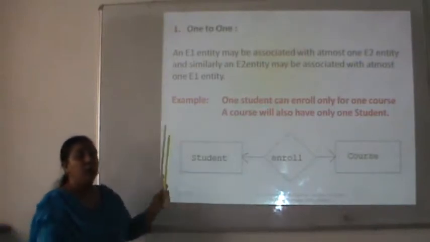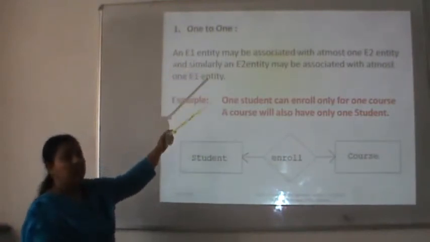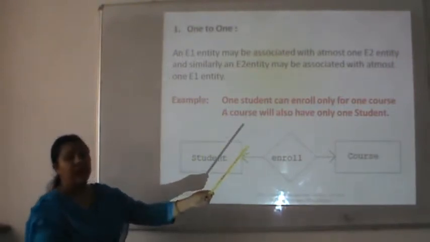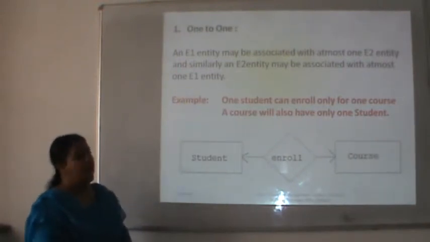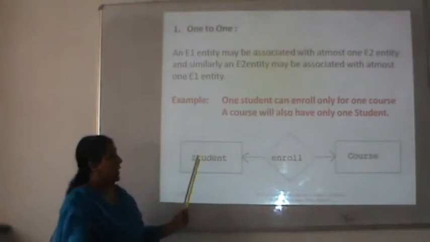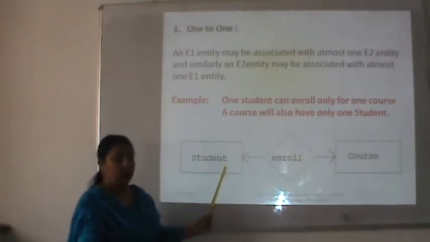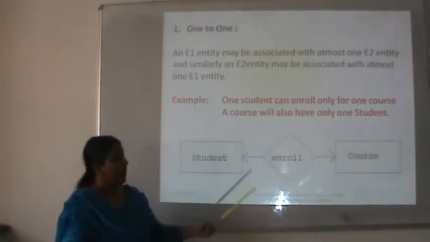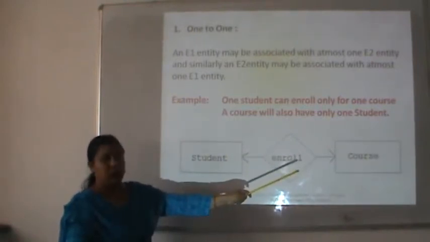Now, coming to one-to-one relationship. An entity E1 may be associated with at most one E2 entity, and similarly an E2 entity may be associated with at most one E1 entity. Let's take an example. Let student and course be two entities. This diagram represents a one-to-one relationship that exists between student and course. This directed line and this directed line represent that there exists a one-to-one mapping between student and course.